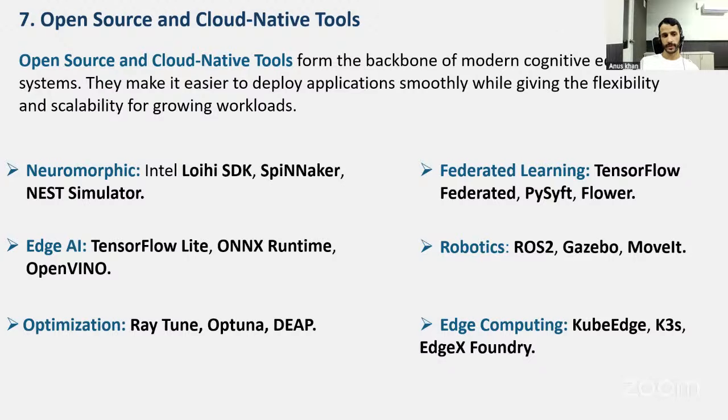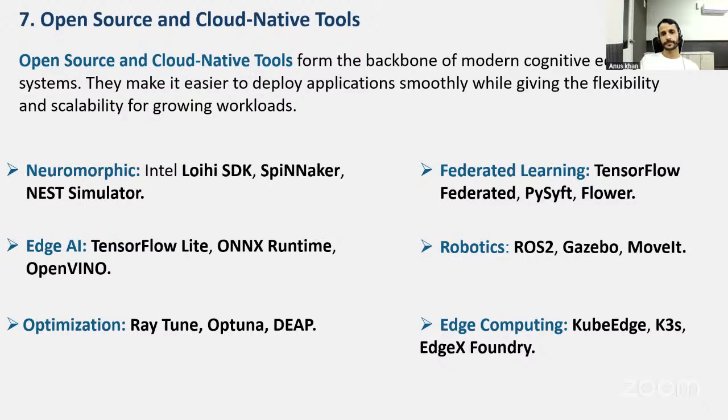What open source and cloud native tools do we have? For neuromorphic computing, we can use Intel Loihi SDK, SpiNNaker, and NEST Simulator. For federated learning, we can use TensorFlow Federated, PySyft, and Flower. For edge AI inference, we can use ONNX Runtime and OpenVINO. For robotics integration and communication, we can use ROS2, Gazebo, and MoveIt. For optimization, we can use Optuna and DAPP. And for edge computing, we can use KubeEdge, K3s, and EdgeX Foundry. This is the combination of open source tools which we are using for creating and running autonomous solutions.